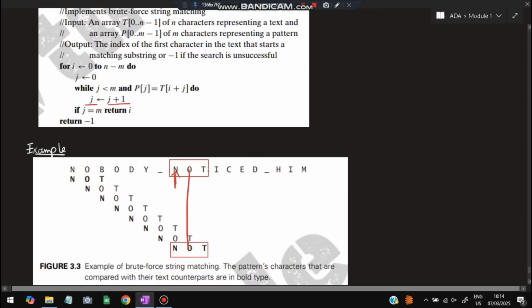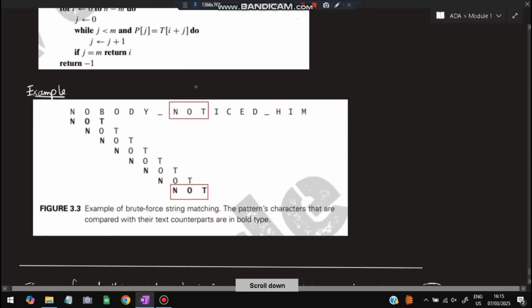Means we'll check these two, then we'll check these two, until the m value crosses here, which means nothing is left to compare and all the comparisons were successful. That means you will return i. j equal to m means it is successful, and we return i. I means where it is found, which index the pattern is starting. Else, if we did not get till the end, we will return minus 1. Okay, this is the brute force string matching algorithm.